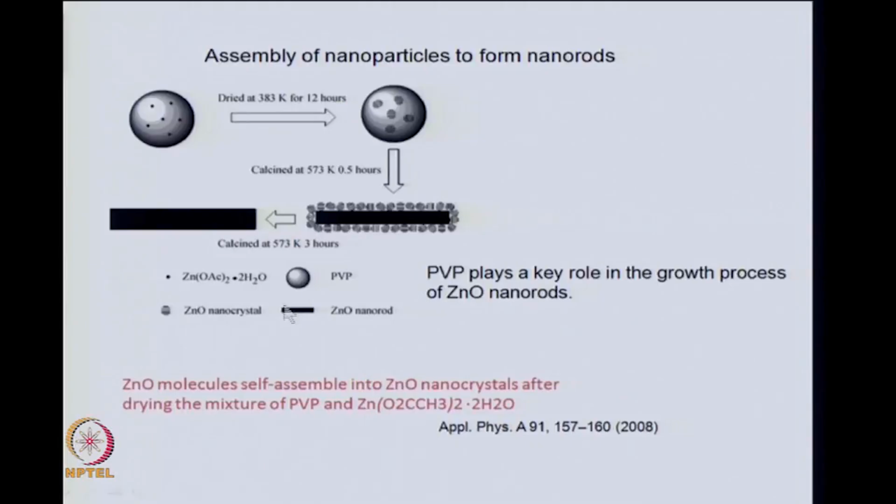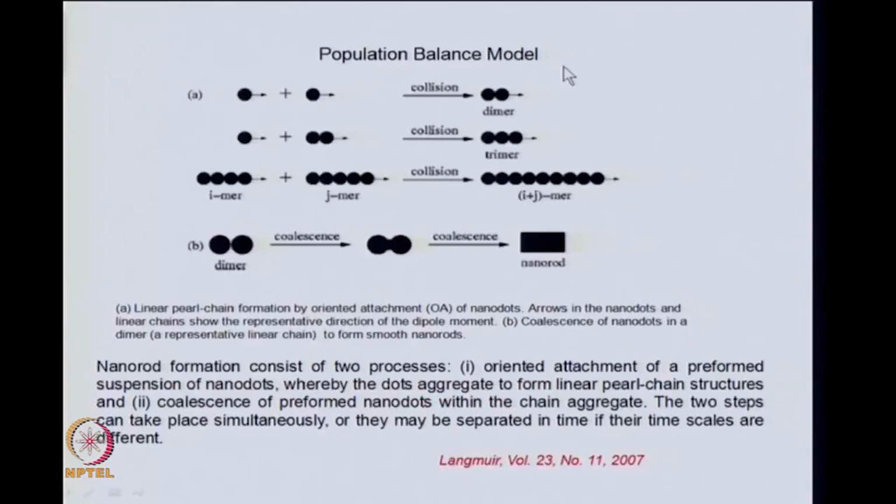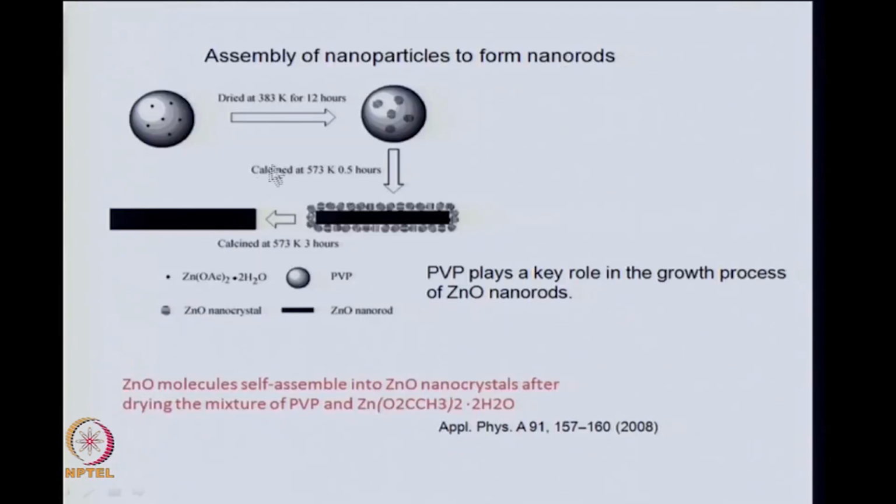Now, there are generally the mechanisms by which other rod formation take place is through what is called assembly of nanoparticles to form rods, nanorods. So, here if you have, for example, zinc acetate particles, and inside this is a polymer like PVP. Now, PVP plays a very important role here for formation of the nanorods.